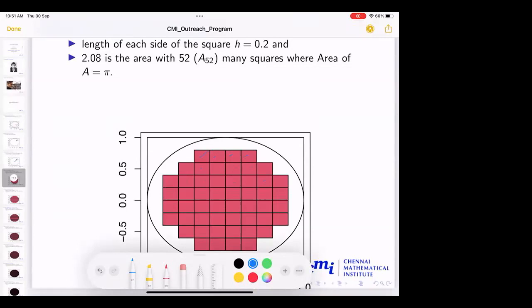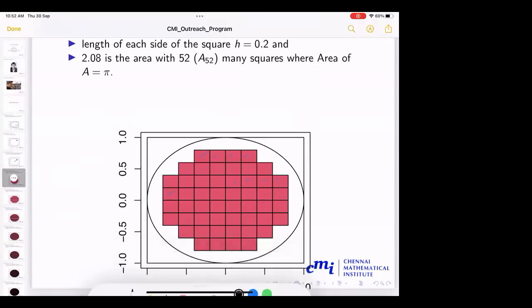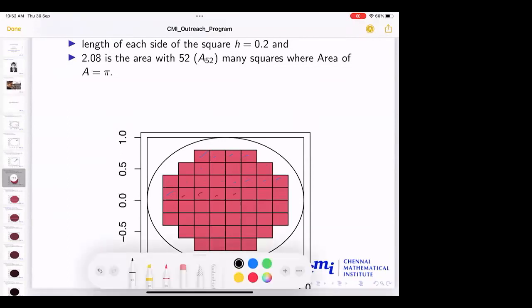15, 16, 17, 18, 19, 20, 21, 22, 23, 24, 25, 26. So half is 26 and the rest half is 26. So 26, 26, 52. So there are 52 such squares.